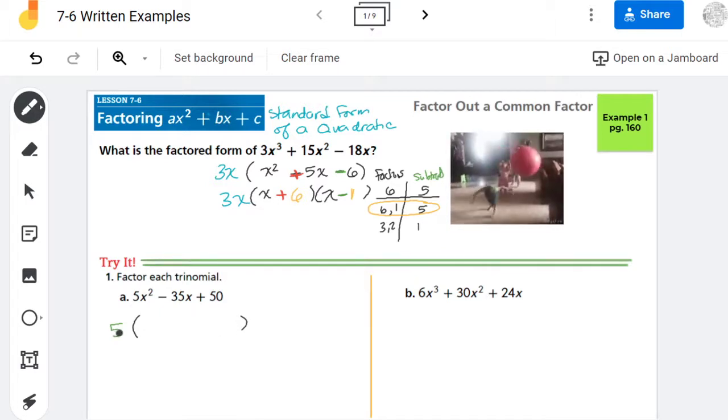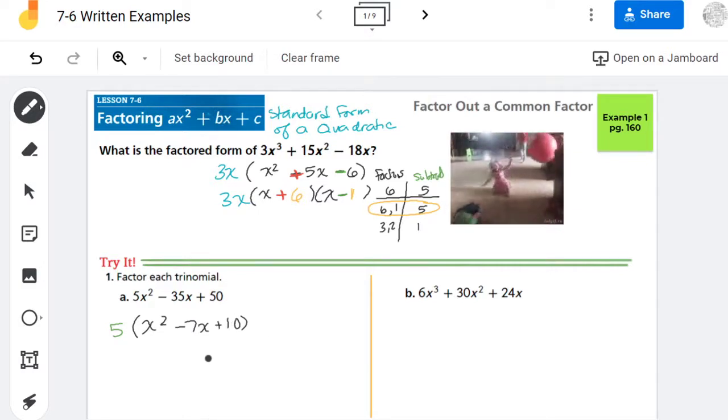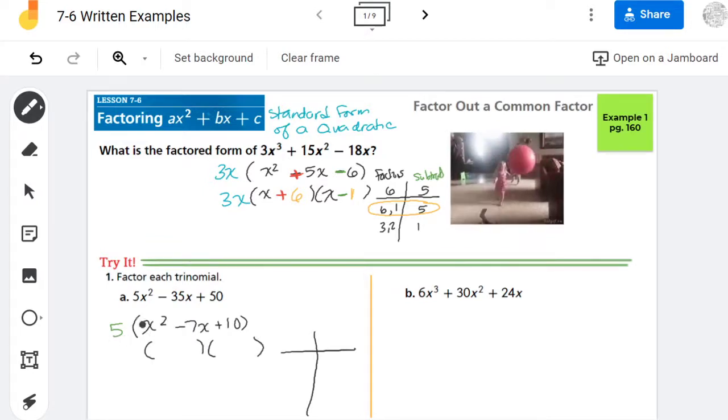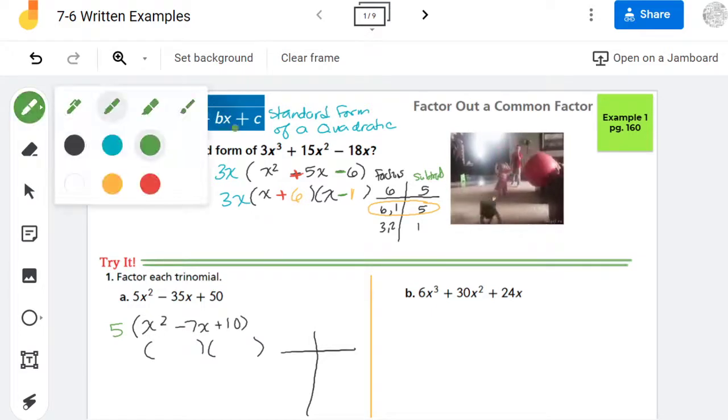So 5x squared divided by 5 is x squared. Negative 35x divided by 5 is negative 7x. And 50 divided by 5 is 10. And now that I've factored out that GCF, I'm going to try to factor this using the double bubble method because there's a 1 in front of the x squared.